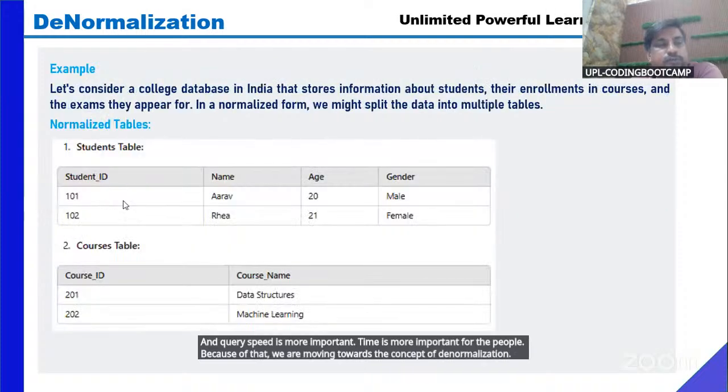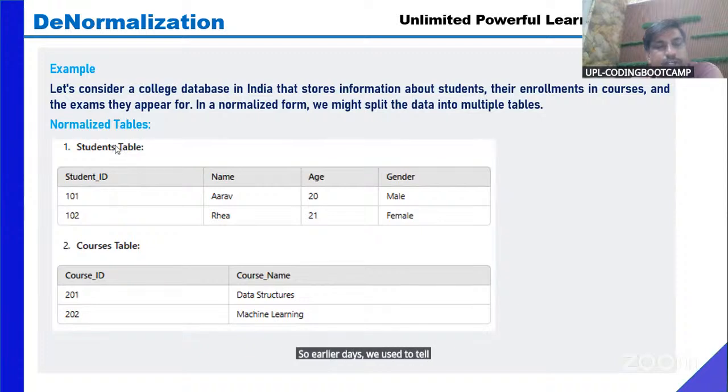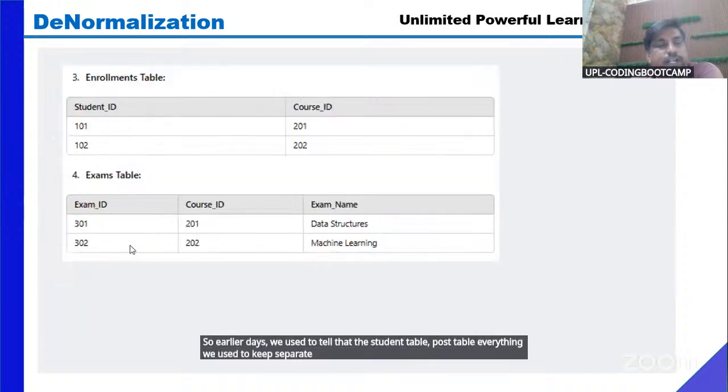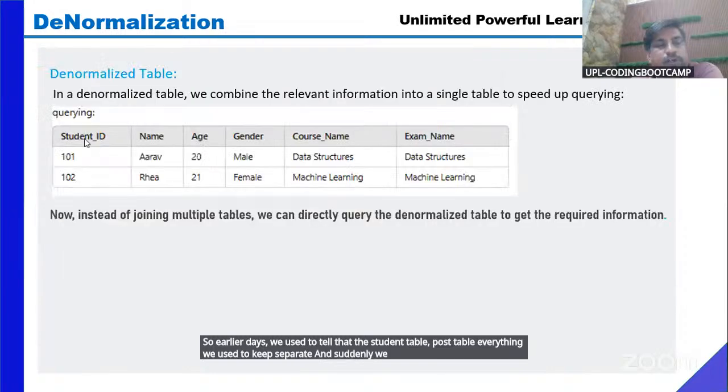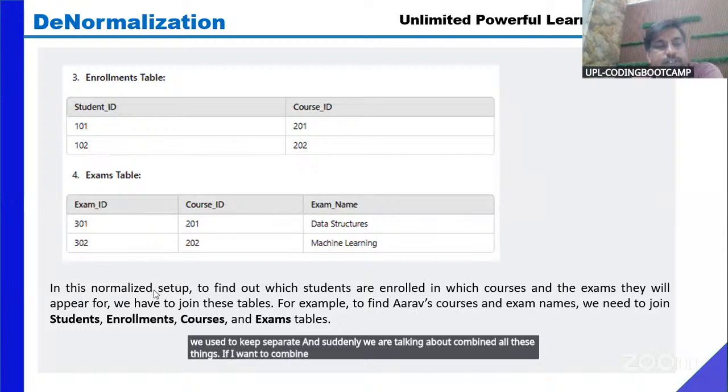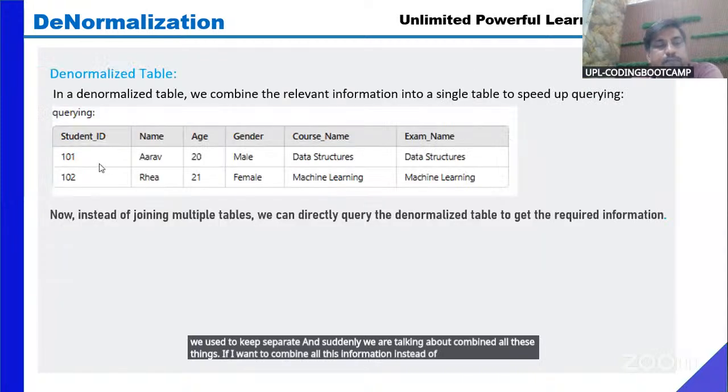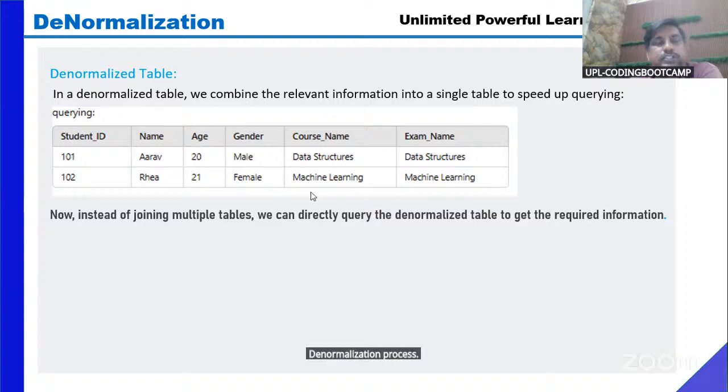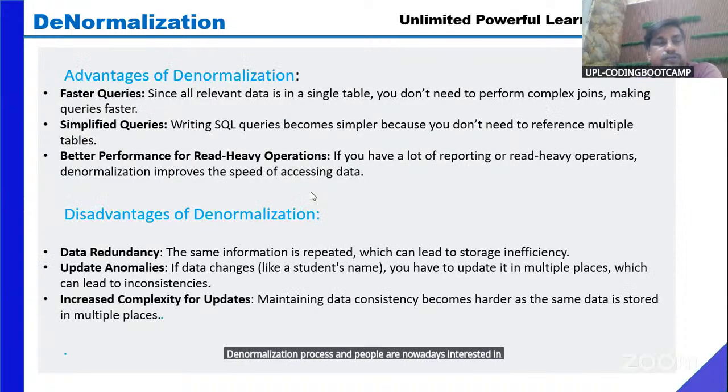In earlier days, we used to say the student table, course table, everything we used to keep separate. And suddenly we are talking about combining all these things. If I want to combine all this information instead of querying it, combine this. It may be repetitive information. Please combine that so that I can write one single simple query to generate a report. That is what we call the denormalization process. And people are nowadays interested in denormalization because of this.